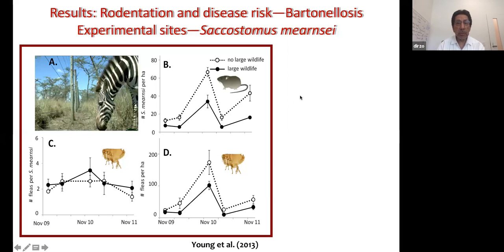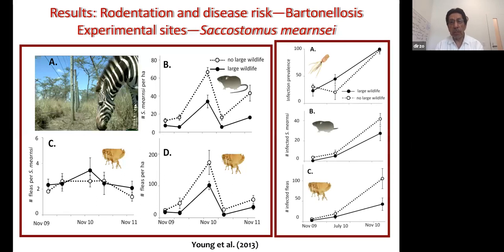You can see that that trend is pretty much consistent despite the seasonality that you typically see in rodent populations. Now, in panel D below, if you look at the abundance of the fleas that these animals carry, again per unit area, you can see that essentially you again multiply the number of fleas by two in the absence of the large fauna in this savanna ecosystem.